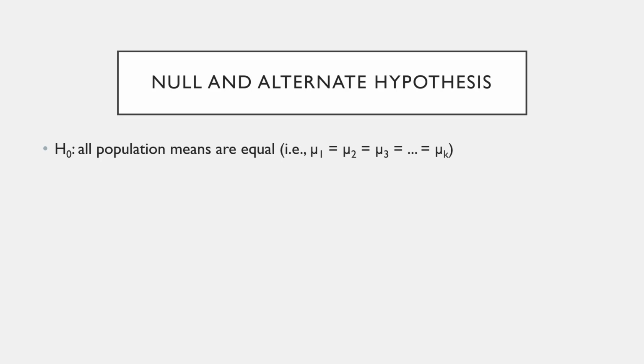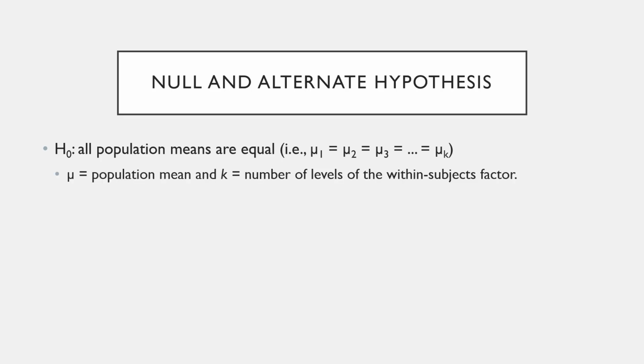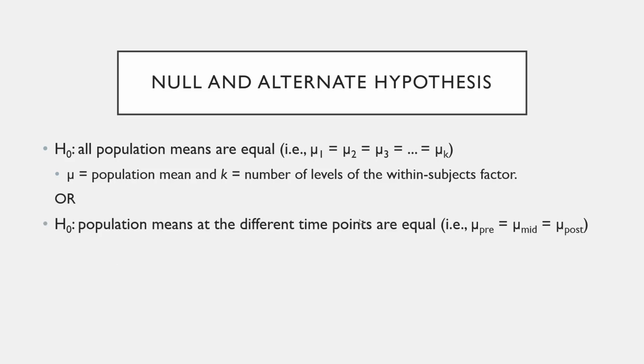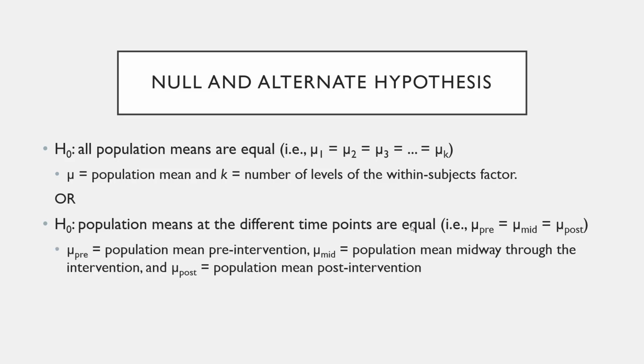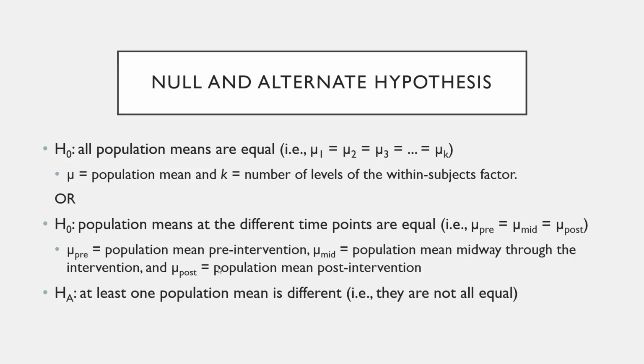So our null hypothesis is that all population means are equal, just like in a regular ANOVA, where mu is the population mean and k is the number of levels of the within subjects factor. For ours, we have 4 levels. Or the population means at the different time points are equal. So the population mean pre-intervention, mid-intervention, and post-intervention are all the same. And the alternate is that at least one population mean is different.